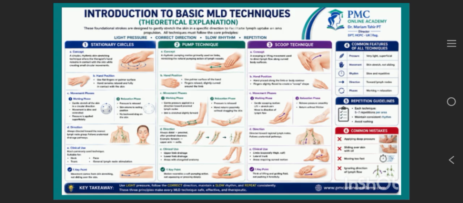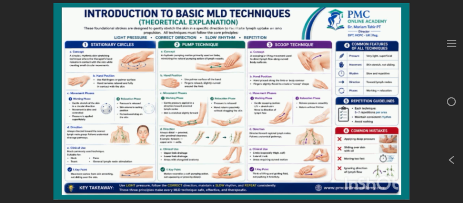In working phase, gentle pressure is applied in a direction toward proximal lymph nodes. Skin is stretched slightly forward. In relaxation phase, pressure is released, hand returns passively without dragging the skin. These are the two movement phases of both techniques. So the direction: always distal to proximal after proximal clearance.